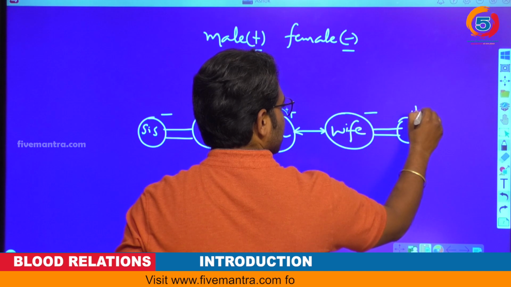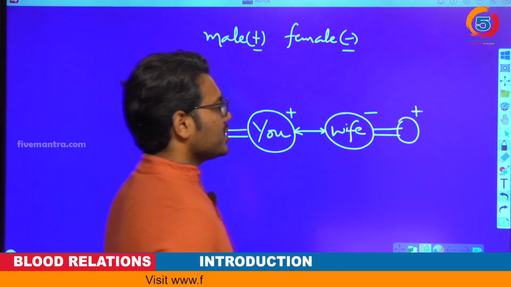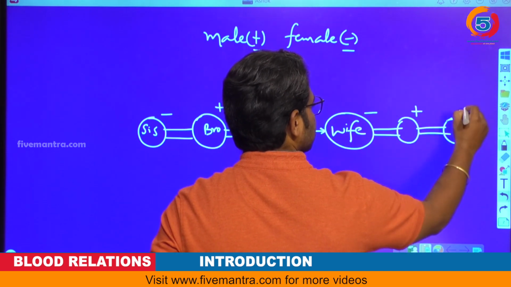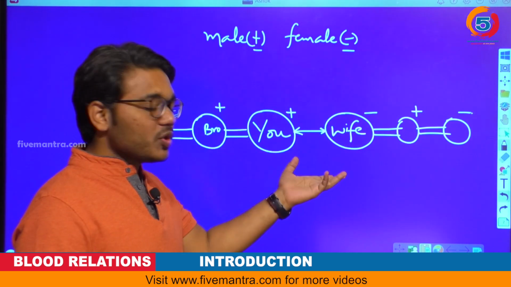So wife's brother. So positive is male, so wife's brother. What do you call him? So wife has got another sister also. What do you call them?